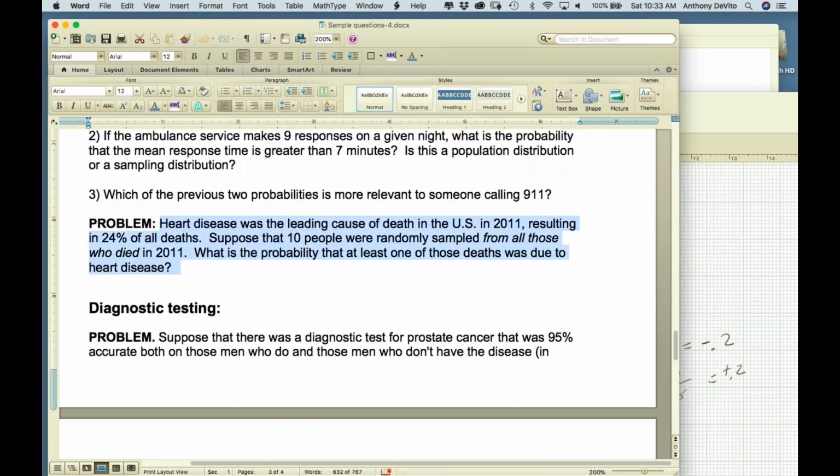Heart disease, leading cause of death in the United States. So 10 people were randomly sampled from all those who died in 2011. What's the probability at least one of those deaths was due to heart disease? Heart disease was a leading cause of death in the US in 2011, 24% of all deaths. Now, suppose we go in there and check the records and randomly select 10 people from those records. What's the probability that at least one of those deaths was due to heart disease?